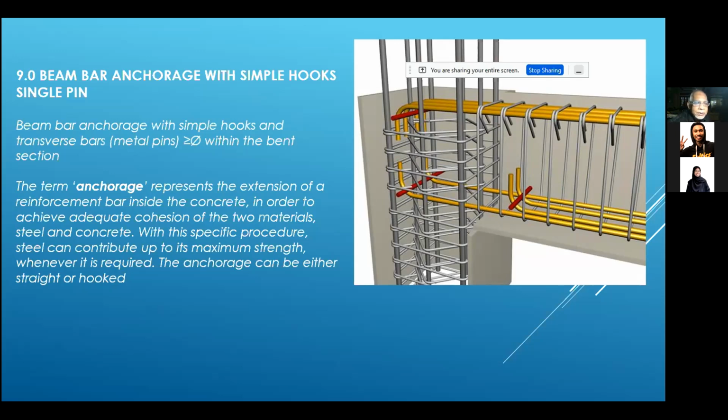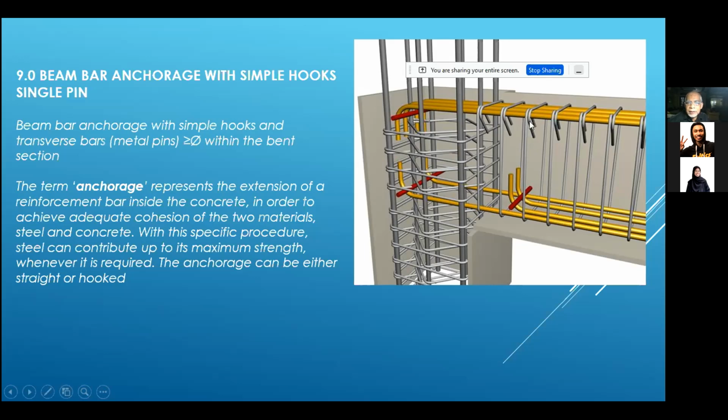So in order to achieve the cohesion of the two materials, steel and concrete, with this specific procedure, steel can contribute up to maximum strength. Whatever is required, the anchorage can be either straight or hook. So these are some of the details. Look at all this setup. It has to be bent 135 degrees. I think this one.